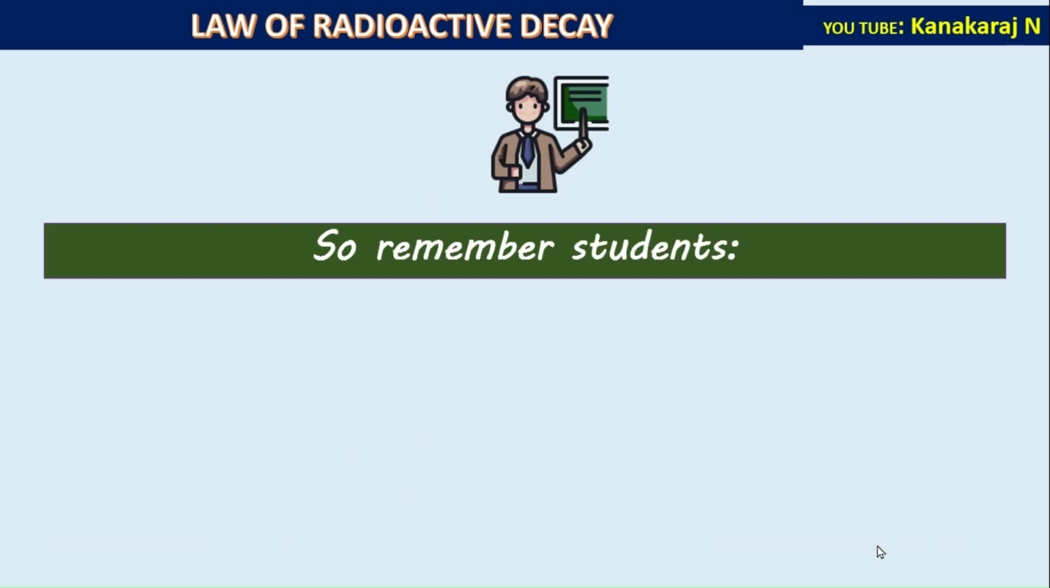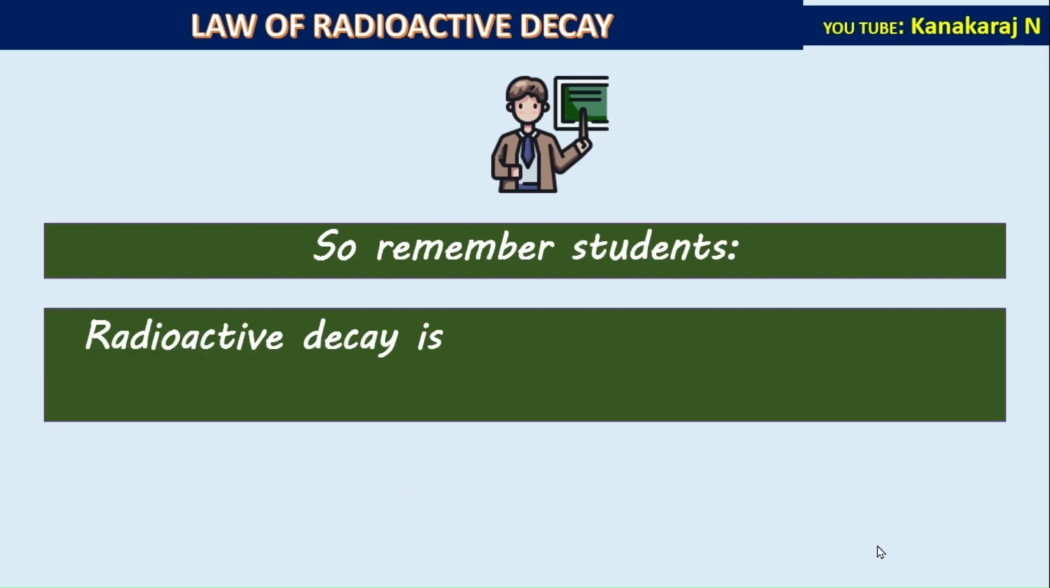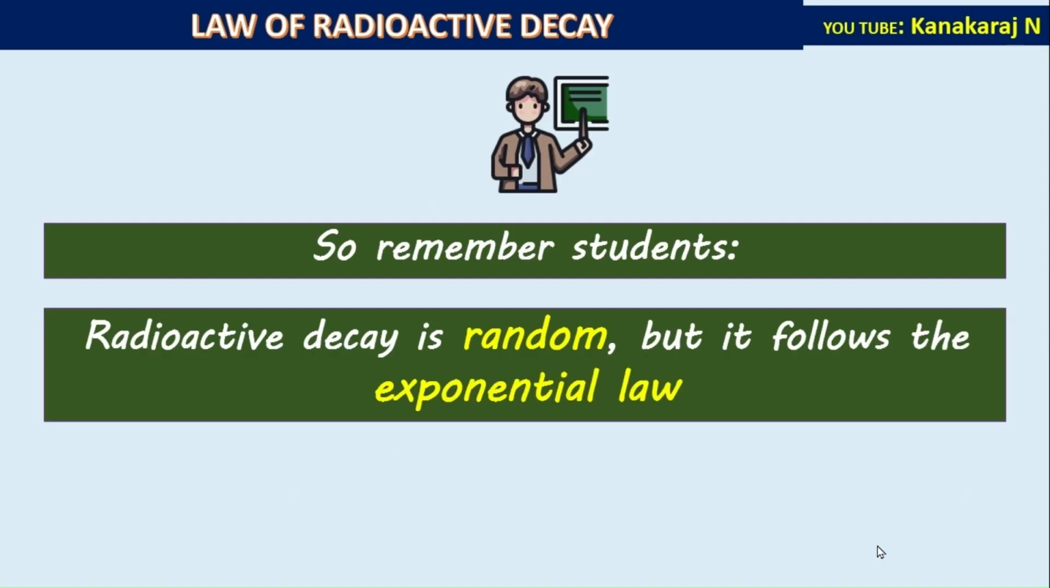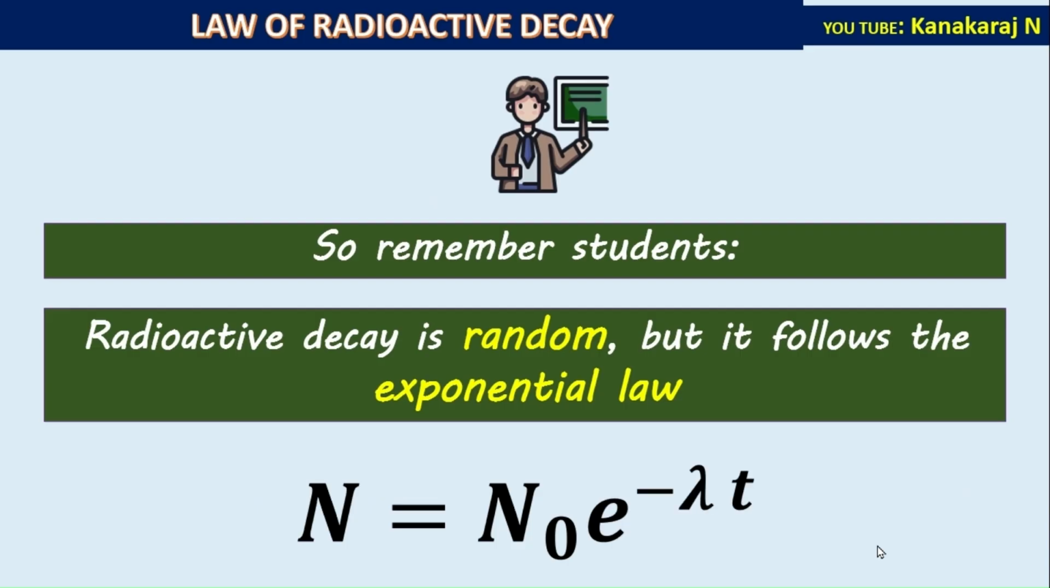So remember students, radioactive decay is a random process, but it follows the exponential law: N equals N0 e power minus lambda t, or R equals R0 e power minus lambda t.